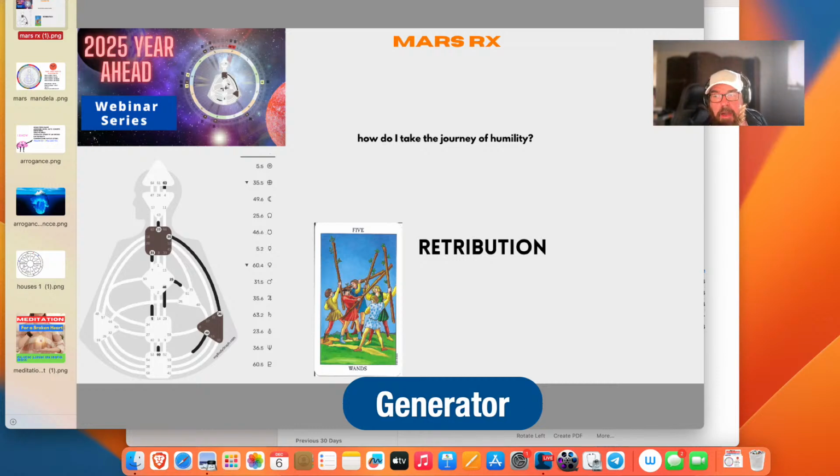So we're talking about arrogance, the shadow of arrogance. Mars retrograde is taking you on the journey of humility, and the humility is humbling the ego. So generators, this could be a redo-over for you, having to stand up to a person, an organization, something in your life that you've got to stand up to.